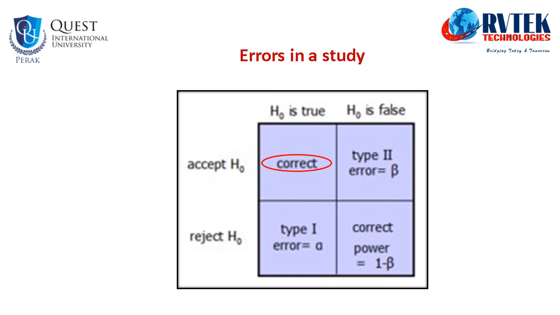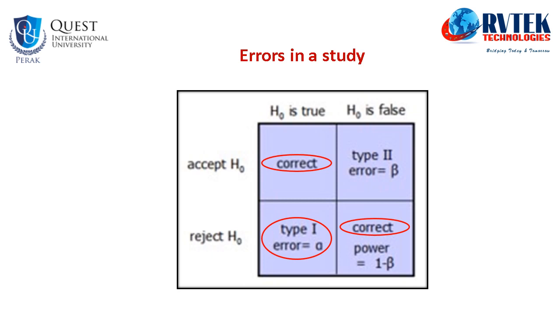Another possibility: the null hypothesis is really true, but in your study you are finding that the null hypothesis is not true and you are rejecting it. So what is this possibility? Null hypothesis is really true in the population, but in your study you are rejecting the null hypothesis. That is known as type 1 error or alpha error. Understood?